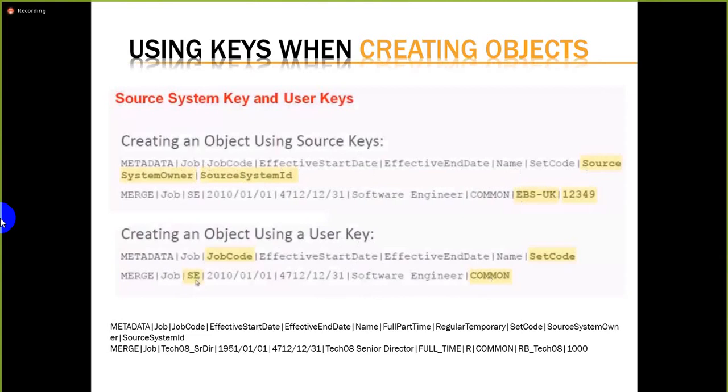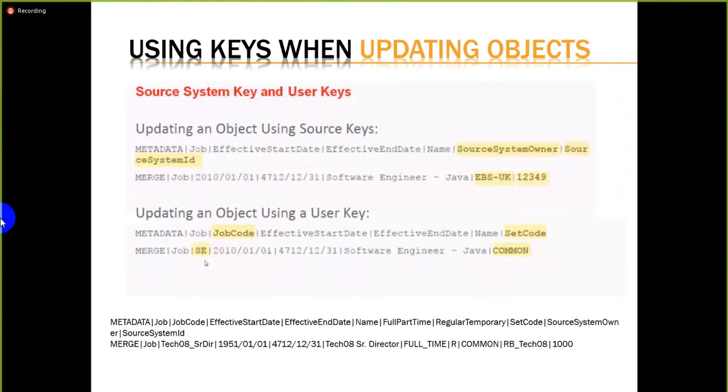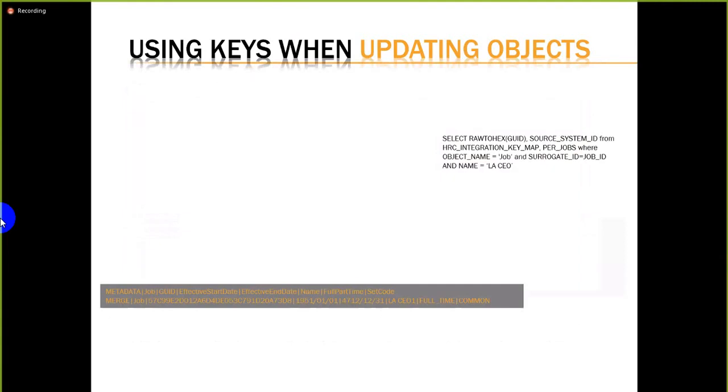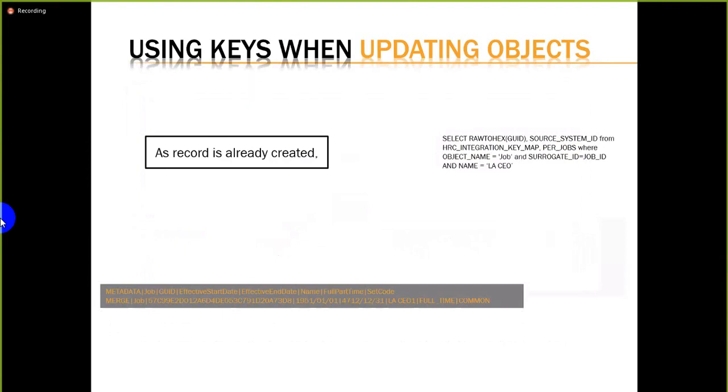While updating the data objects, you can send user keys and source keys, or you can also send the Fusion GUID, as the record is already created. To update the object, you can get the GUID from the integration key map table. When getting the GUID, make sure you convert it to hexadecimal using the raw to hexadecimal functionality, because if you just send the raw data, the system won't understand. Only then send the hexadecimal value in your file like this.